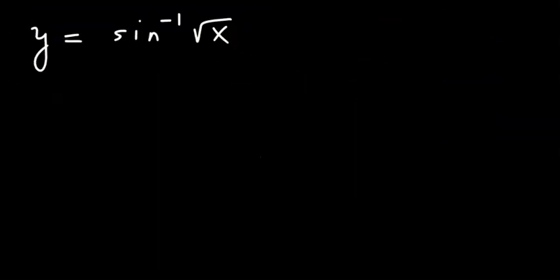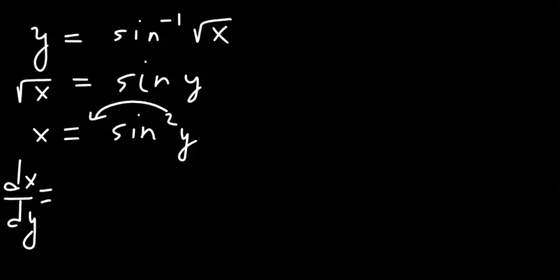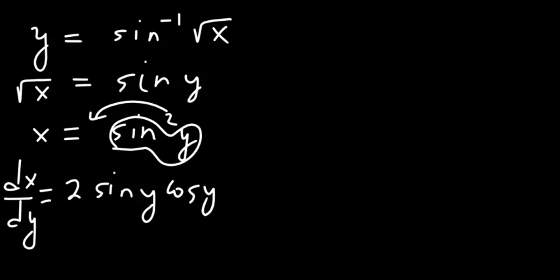Let's look at this function, where the argument of arcsine is the square root of x. Same technique: you express x in terms of y, so x is sine squared y. Now let's calculate dx/dy. It is quite simply, you bring the 2 in here, 2 sin y, and then differentiate just the sin y, you get cos y. Sin y is the square root of x.